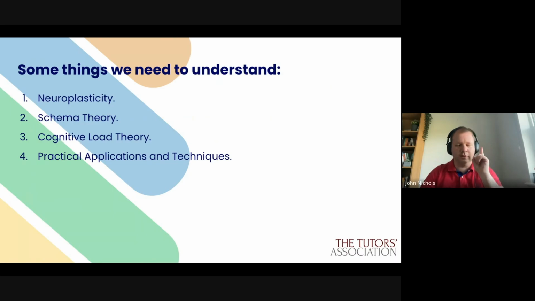So the modifications to schemata is going to be something we're going to come very, very quickly onto. First of all, we need to cover this idea of neuroplasticity. And then after that, we can do the schema theory, cognitive load theory, and practical applications and techniques. And we're going to whistle stop. We're going to go through these at blinding pace. And I hope we give you just enough to make you a bit more interested to explore it in further detail. And if you want TTA to do these in more detail in future, then we can. But hopefully it'll give you something.